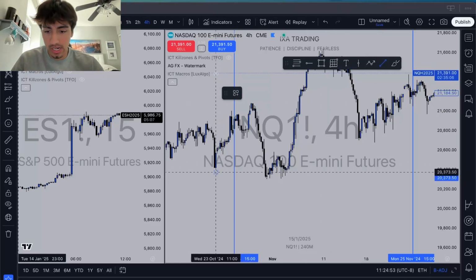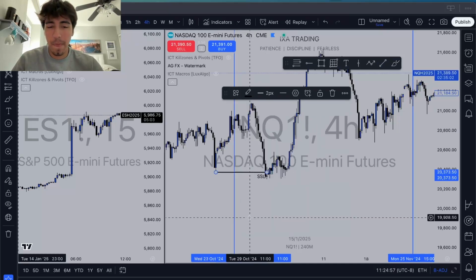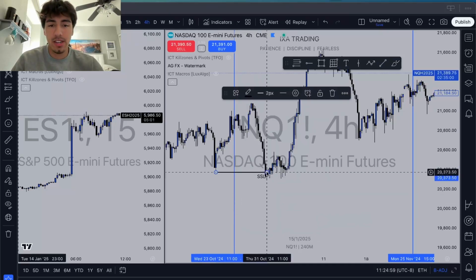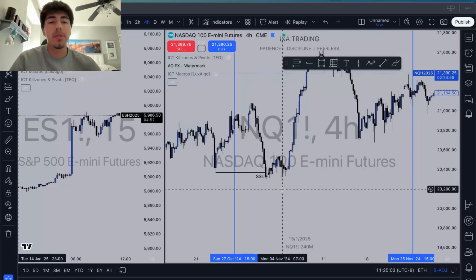So here's the low, right? And in case you're not familiar with the terms, this is called sell side liquidity because this is on the bottom, right? So anything up here would be buy side, anything down here is sell side. If you're not familiar with those terms, go watch an ICT video on just terminology. It's pretty straightforward. I don't want to make this about terminology.